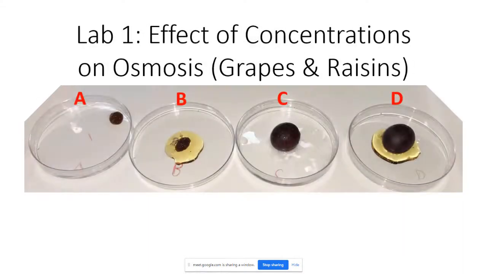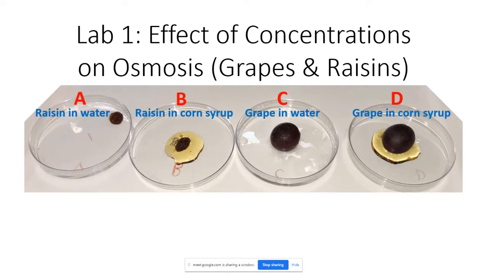So in the first one, basically what they did is they would have taken these Petri dishes. In the first Petri dish, in A, there is a raisin thrown into distilled water. B has a raisin stuck in corn syrup. C has a grape in distilled water, and then D has a grape in corn syrup. All right? And then you would have weighed them before you put them in, so you knew what their mass was. After 15 minutes or so, you would weigh them again, and then whatever the prescribed time is in the lab, you would weigh them a third time because you're looking for a change in mass.